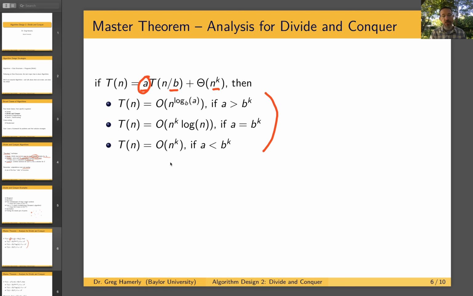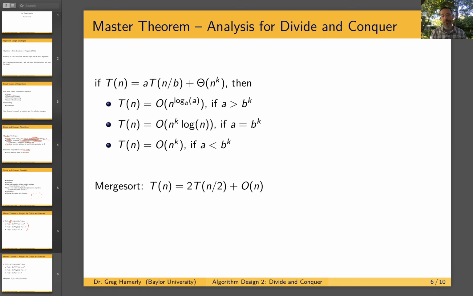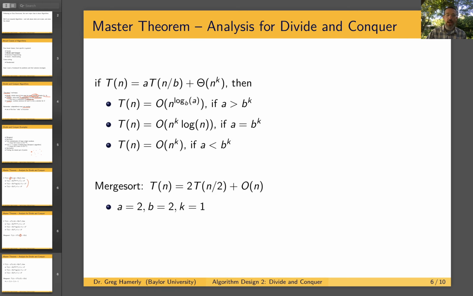Okay, so let's apply this to merge sort. As I said, with merge sort, we're dividing the array in half each time. So b here is 2. And a is also 2, because we're making 2 recursive calls, one on the lower, one on the greater portion. And k is 1 because we have n to the 1 here.